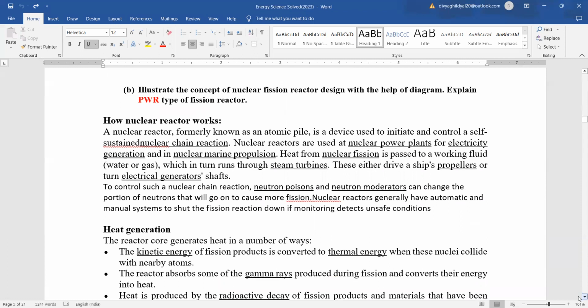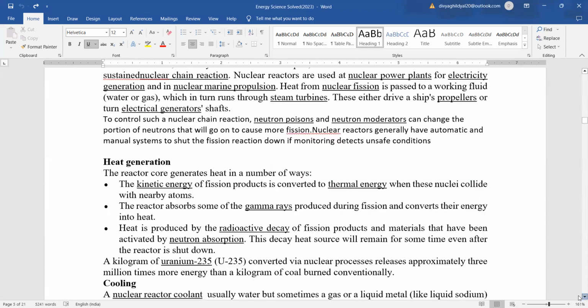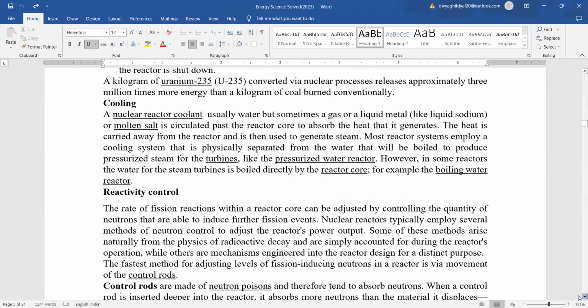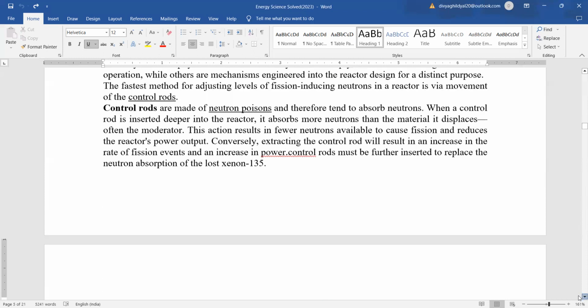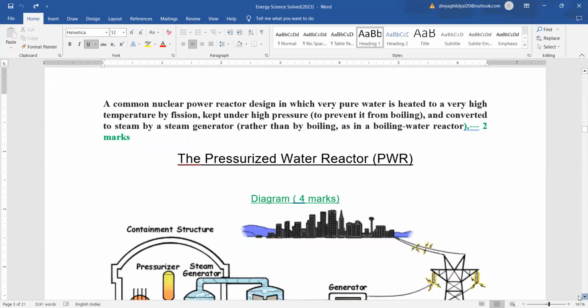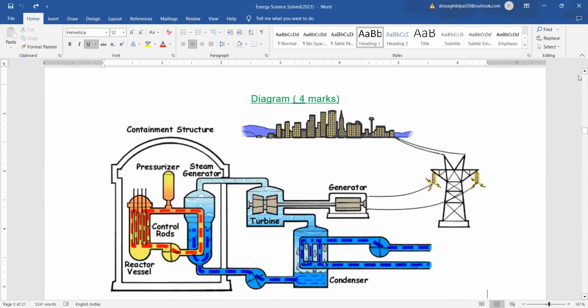Illustrate the concept of nuclear fission reactor design with the help of a diagram and explain PWR type of fission reactor. So PWR, they have just written it like this only. Now, nuclear reactor. First, you have to give the nuclear fission reactor. You have to explain it with the help of a diagram, and PWR is pressurized water reactor.